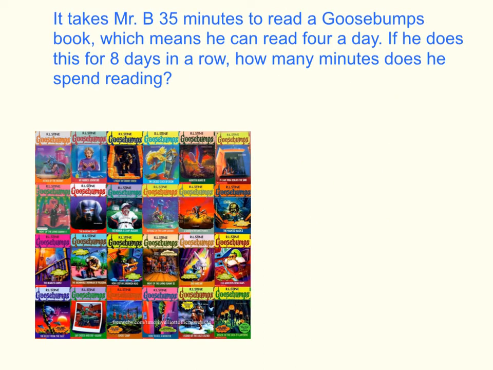This is the one where I'll read it to you, you do it, and then we'll work through it together. It says, it takes Mr. B 35 minutes to read a Goosebumps book, which means he can read 4 a day. If he does this for 8 days in a row, how many minutes does he spend reading? So at this point, pause the video, solve it, and then I'll meet you back here.